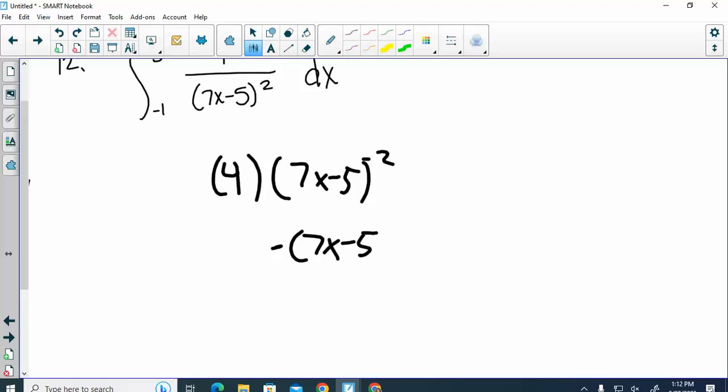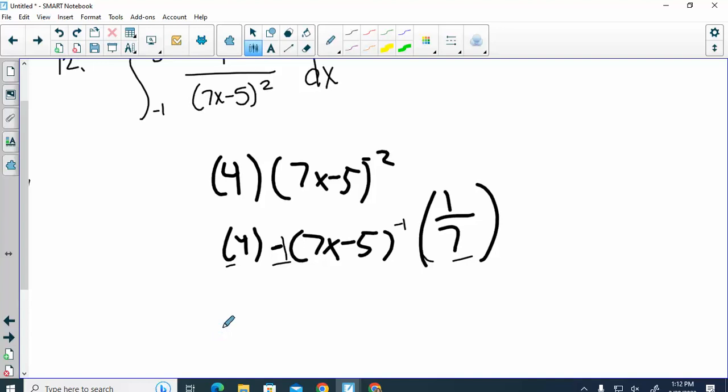So just to kind of clarify, this 4 is multiplied. Think of this as like a -1 power. You also have to think, what's the derivative of the inside? So what would we need to cancel a 7? 1/7. So if we put these together, 4 times -1 times 1/7 would be -4/7.